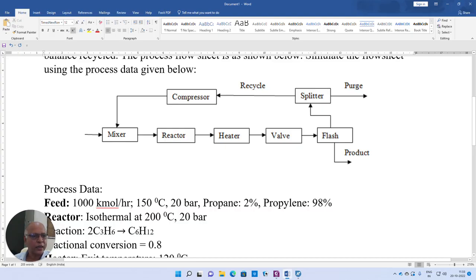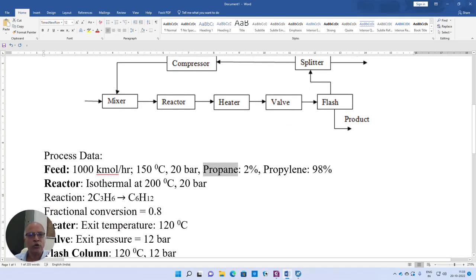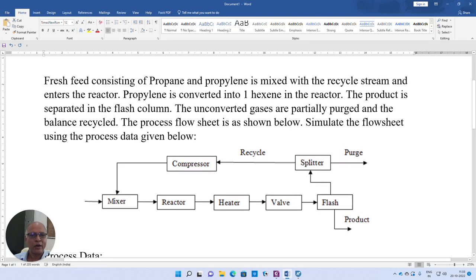The unconverted gases, before they are sent in the form of a recycle, a small fraction is purged because you have an inert which is not taking part in the reaction. So in order to avoid the build-up of this inert, we are removing some small purge. Because there is a reduction in pressure, we wanted to compress it back to the required pressure of 20 bar by using a compressor. So first of all, let us try to simulate this problem and look at some analysis with respect to its performance.